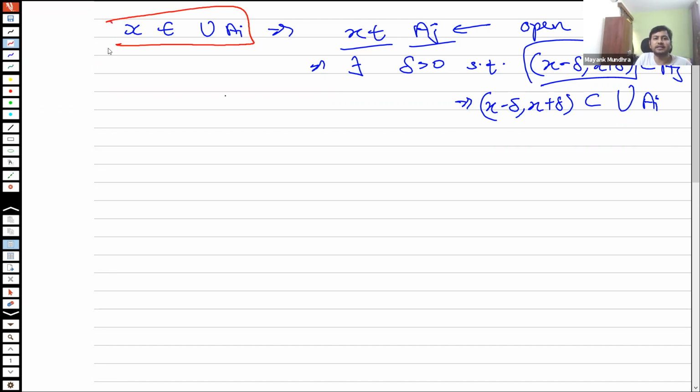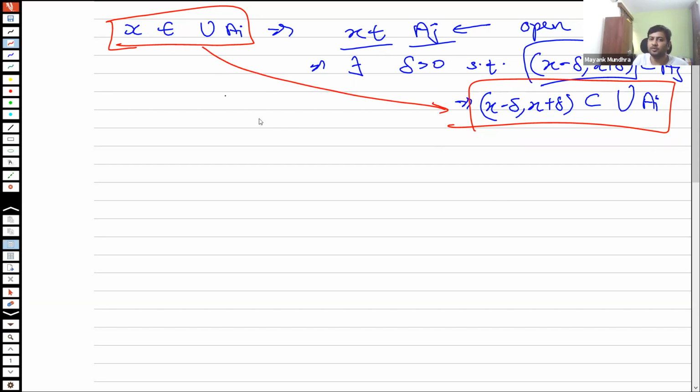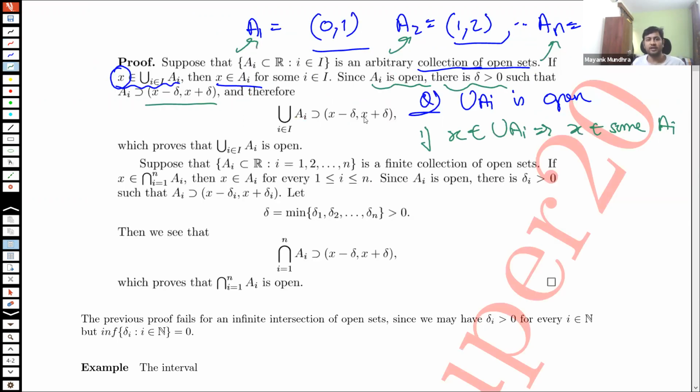So I started with x in the union of A_i, and I showed an interval around x in the union of A_i. So these two things basically prove that the union of A_i is open. And here I have not used the fact about the union being finite or infinite. So this proof is general. It holds for all kinds of unions, finite or infinite. Now let's look at intersections. For intersections, I'm going to look at only a finite collection of sets.